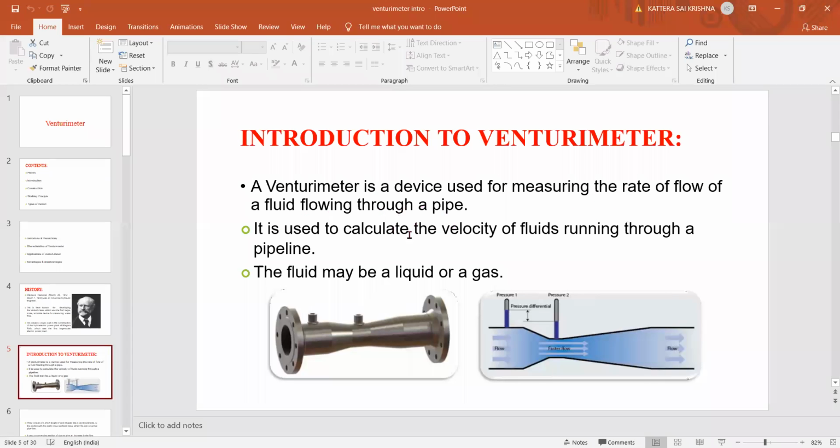And if you have the discharge, we can also find the velocity of the fluid running through that pipeline also. So that is another use. If you know the discharge, the fluid may be a liquid or gases.